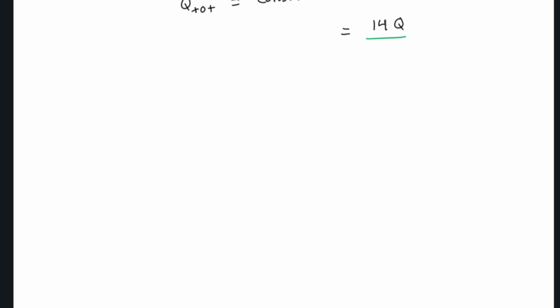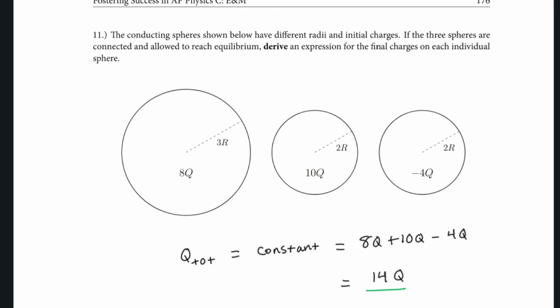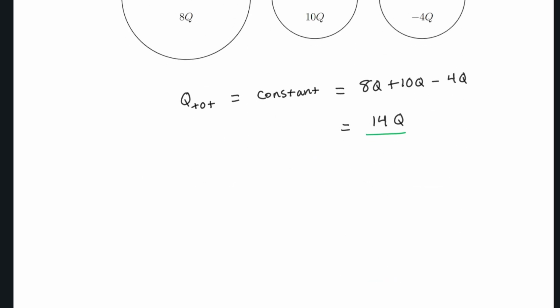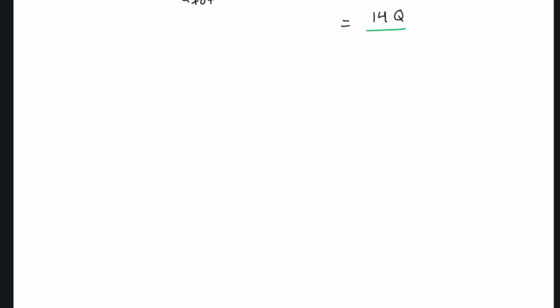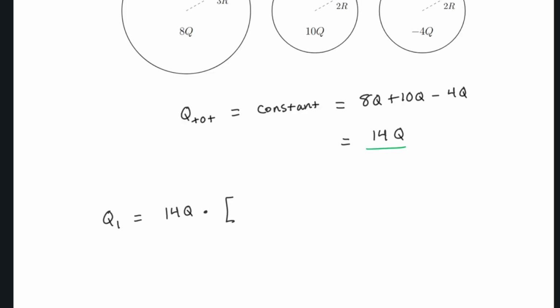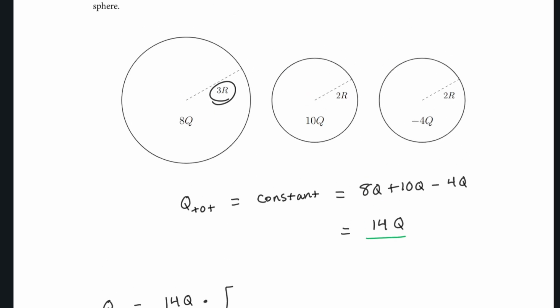And now we can use our clever reasoning skills. What we could do is say KQ1 over 3R equals KQ2 over 2R equals KQ3 over 2R, and then set up all these linear systems. Not a good use of our time, because we said that we are clever. We know that it's exactly linearly related to how much of the radius you are holding. So Q1 is equal to 14Q times its share of the radius. So I have 3R, I have 2R, and I have 2R.